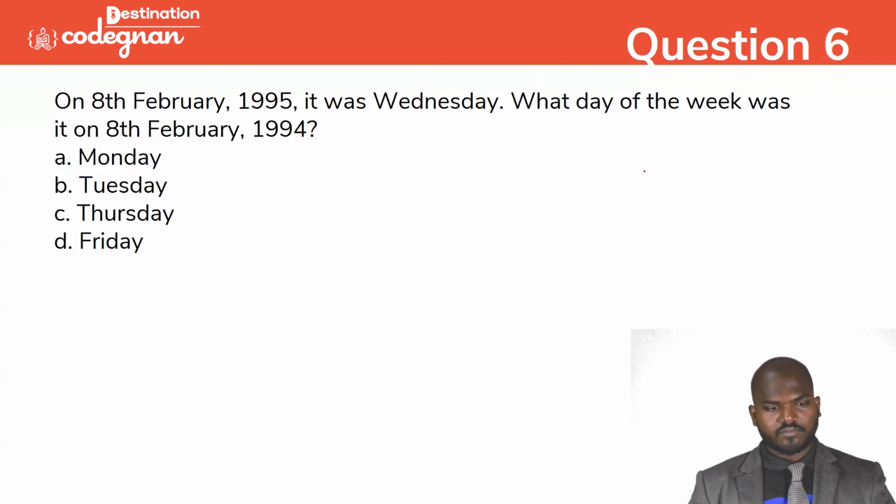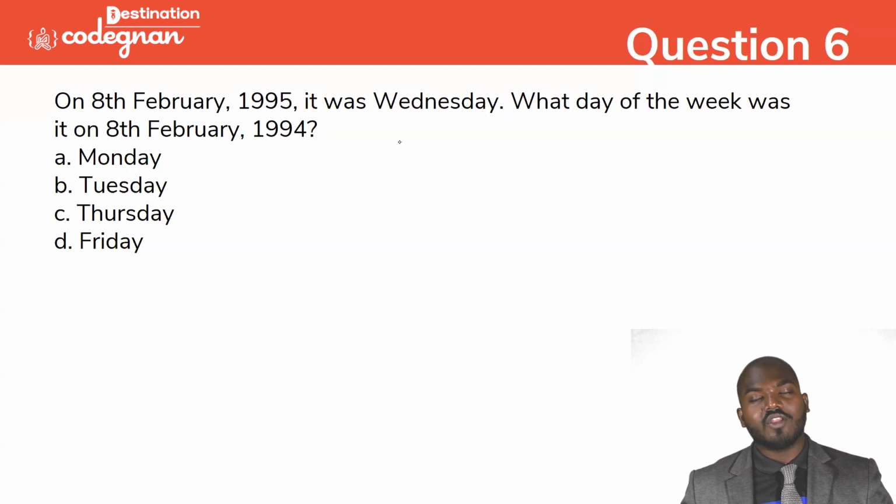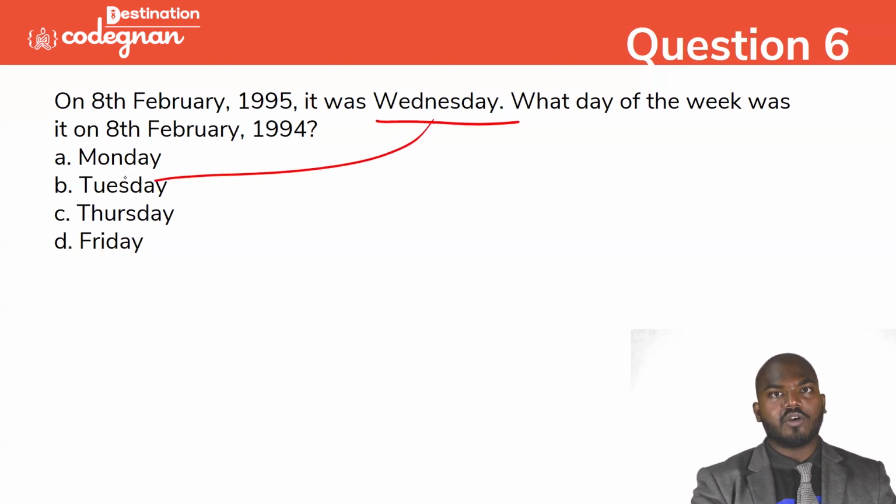Okay. Going to question number 6 here. February 1995, it was Wednesday. What day of the week was it in 1994? What can we say about this one? It is exactly asking for the previous day. We know that answer, that is definitely going to be there. So Tuesday here, we can mark it. This is how we can call it correct.